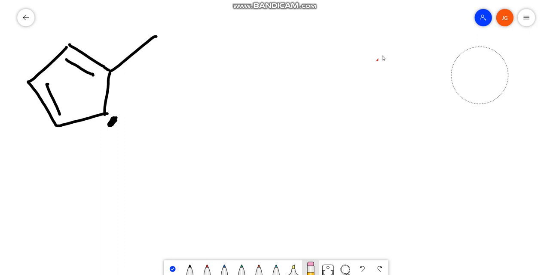Okay, so also I will be showing the electron pushing arrows in red just to make it easier to visualize, and the structures will be drawn in black.